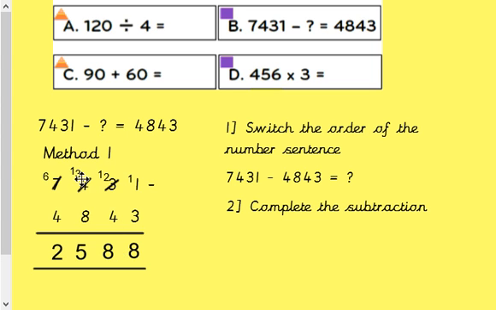Then over here, we're left with 3 take away 8. Well, we can't do that, so we need to exchange from this column, and that makes this 13. 13 take away 8 is 5. And then finally, the last column, 6 take away 4 is 2. So in answer to our question, it would be 2,588.